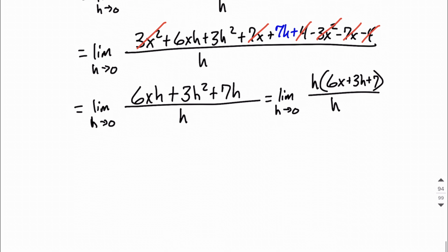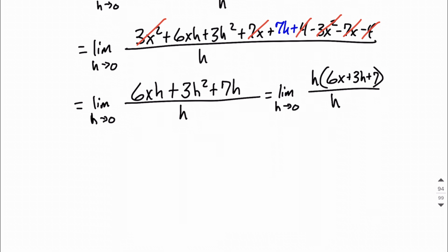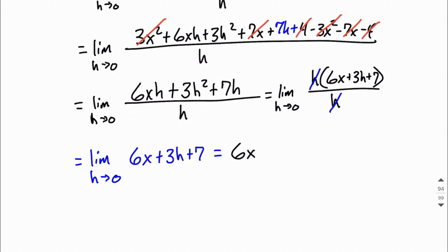That's good because at this point, we now have an h multiplied by the entire numerator and an h multiplied by the entire denominator, so h over h makes a 1. So we have the limit as h approaches 0 of 6x plus 3h plus 7. But we've eliminated that problem where if we put a 0 in, we get 0 in the denominator. So to finish this up, we replace our only remaining h with a 0, and we get 6x plus 3 times 0 plus 7, which is 6x plus 7.